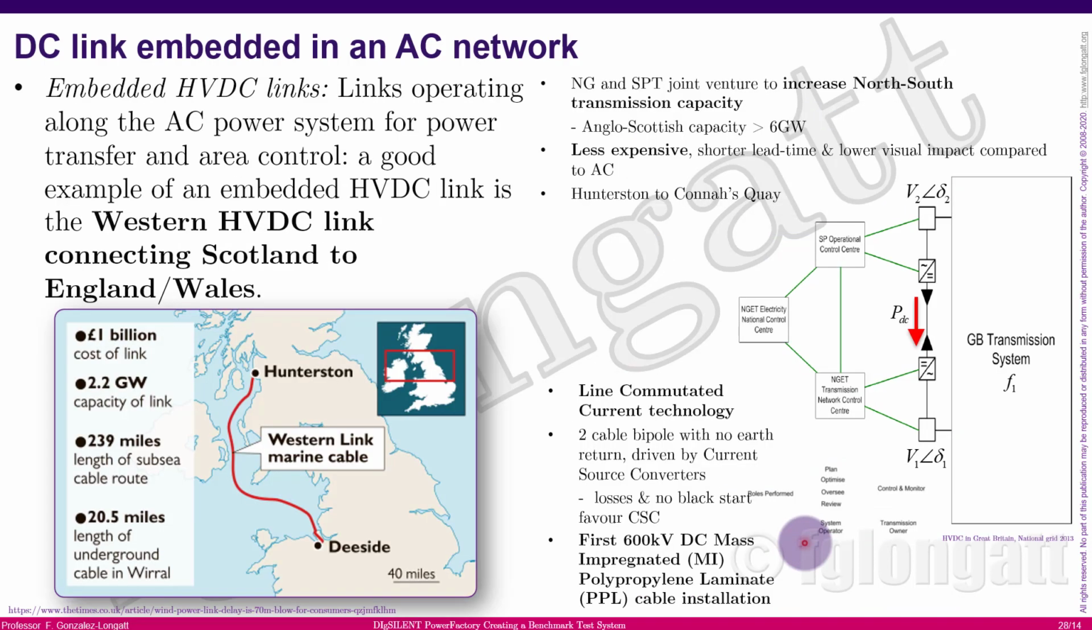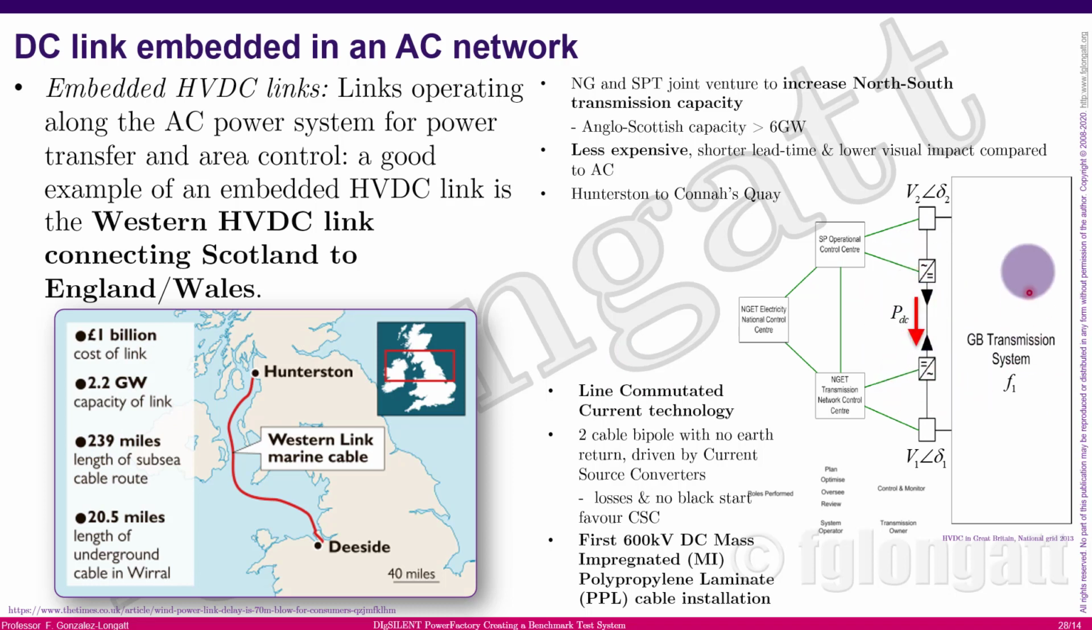That is the reason that, for instance, in the UK, we have the Western HVDC link connecting Scotland and Wales. If you look on the right-hand side, we have here an equivalent of the GB system, and you can see two AC terminals connecting the north part, Scotland at Hunterston, and going down to Wales in the south side. The HVDC link has a power of 2.2 gigawatts and around 240 miles of undersea cables.